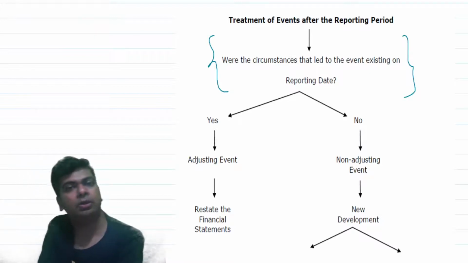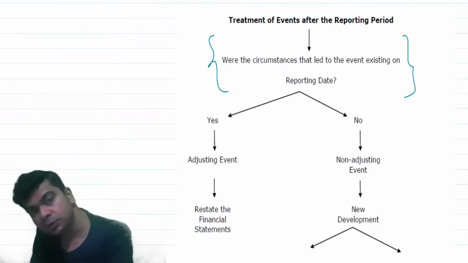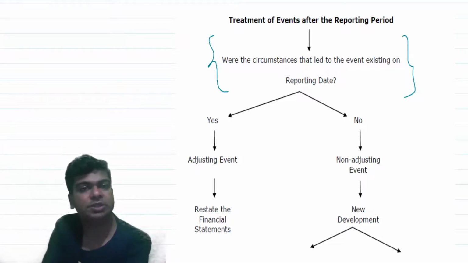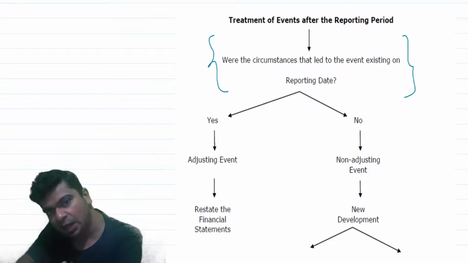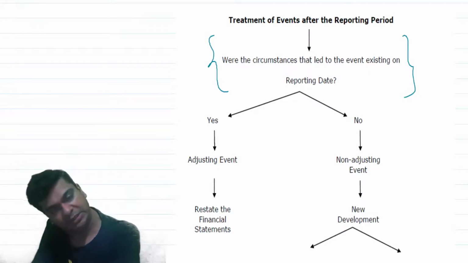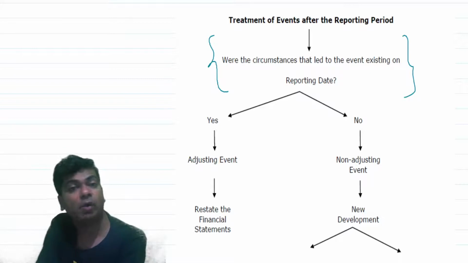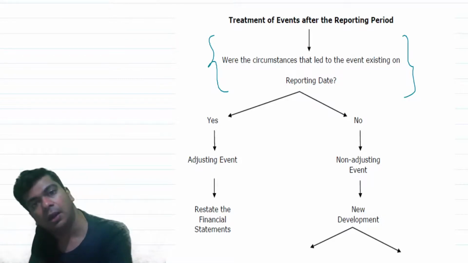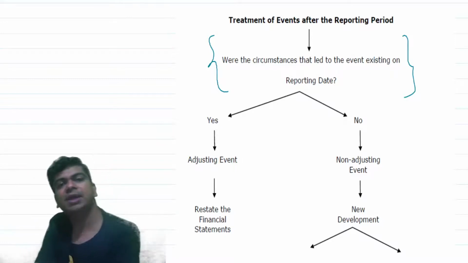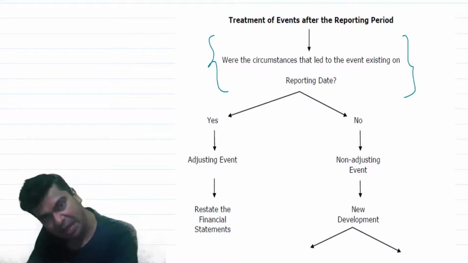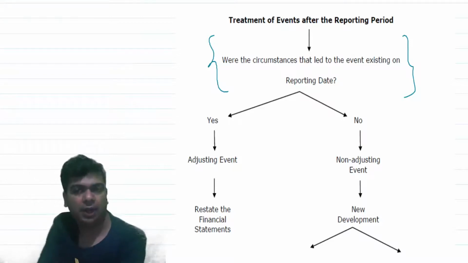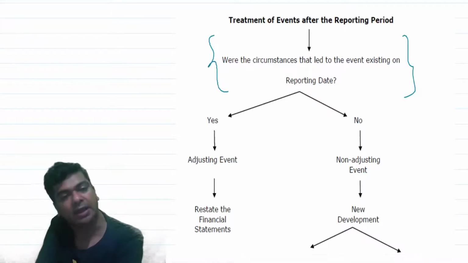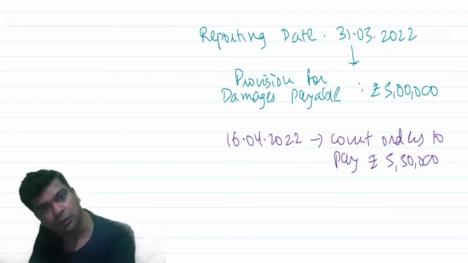Okay, were you knowing on the reporting date that you have a pending lawsuit? Were you knowing that? Answer is yes. Your lawyers advised you that you may have to pay 5 lakhs. But see, this is an accounting estimate at best. I have estimated 5 lakhs will be payable. And hence I have recognized a provision for 5 lakhs. Now the event is the judgment of the court. And finally I realize that it's not 5 lakhs. I have to pay 5,50,000. Okay. We should treat this as an adjusting event, isn't it?